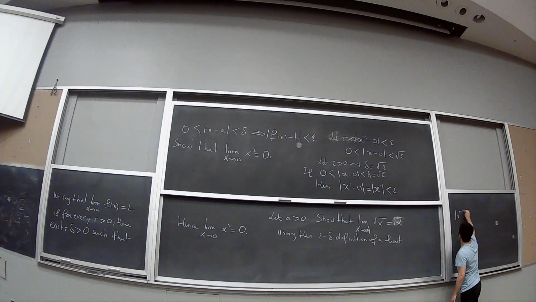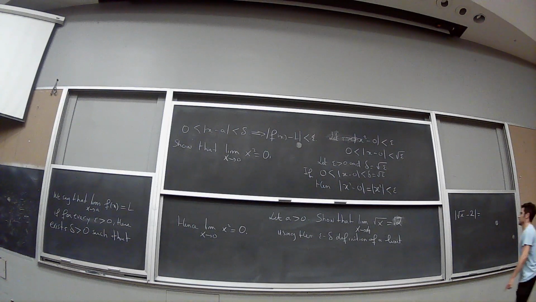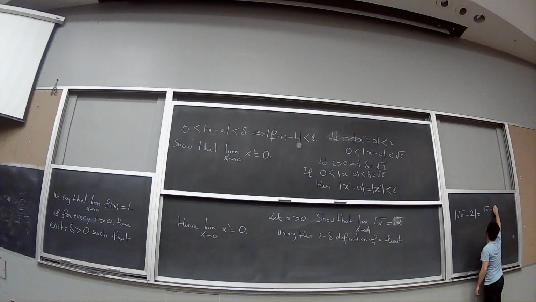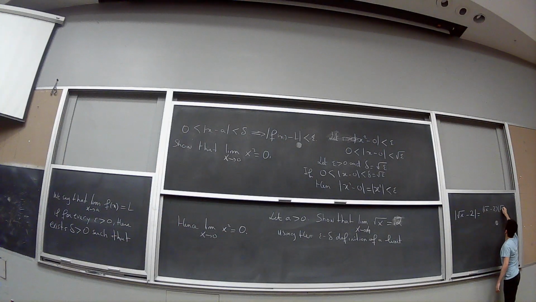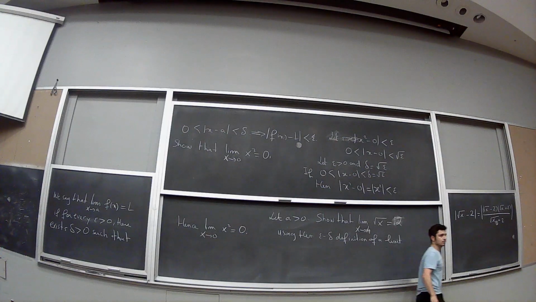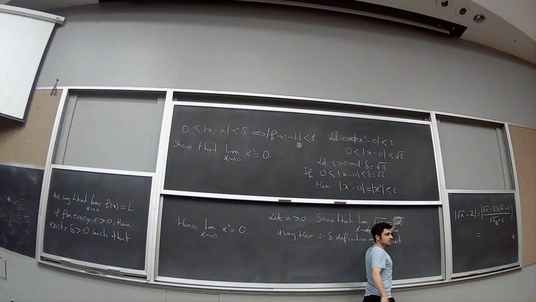I need to bound the difference root x minus 2. Now this is a bit difficult, right? I need to look at this difference, f of x minus L. Now what's one way of doing this? I can just multiply by the conjugate on top and on the bottom. You agree? Did I do anything wrong here? No. Great. The idea is that I want to look at this difference and let that x minus 4 appear.